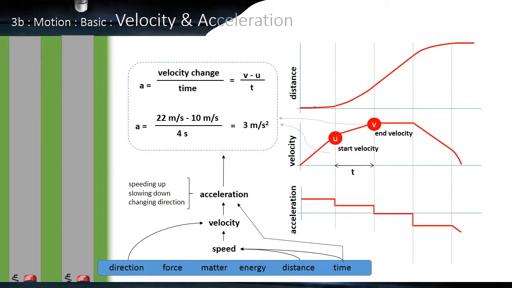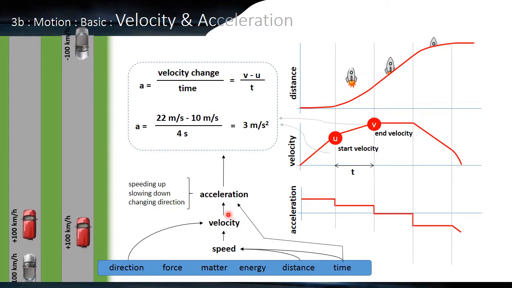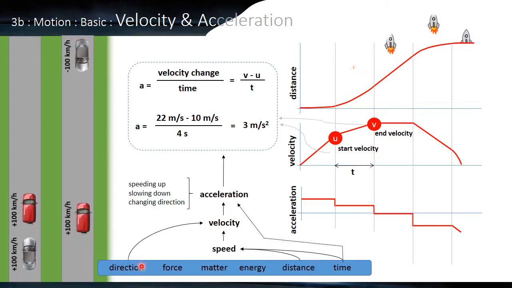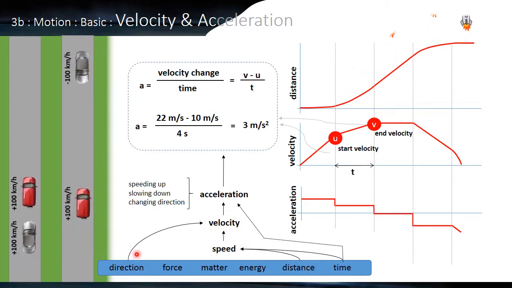This is Unit 3B. It deals with velocity, acceleration, and speed. So starting with the idea of speed, we have distance per time, and then we have velocity. And to get velocity, we also need the concept of direction.